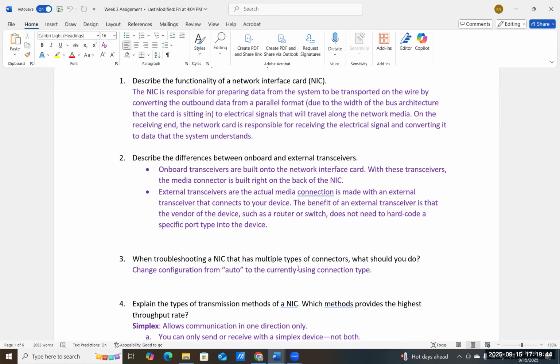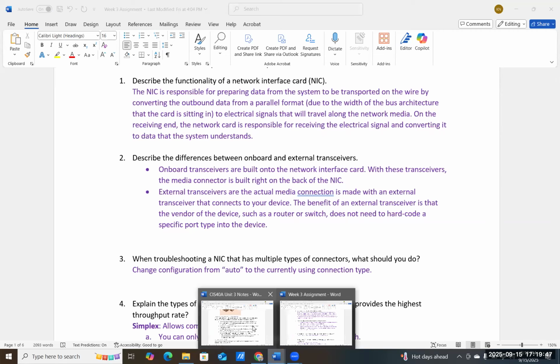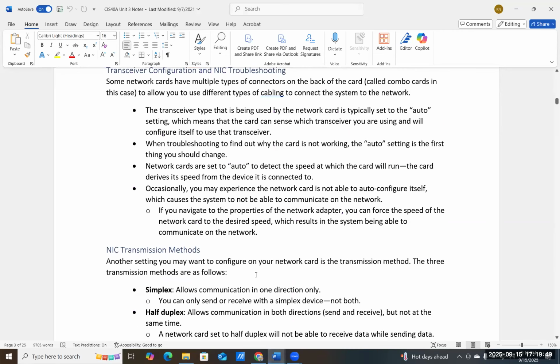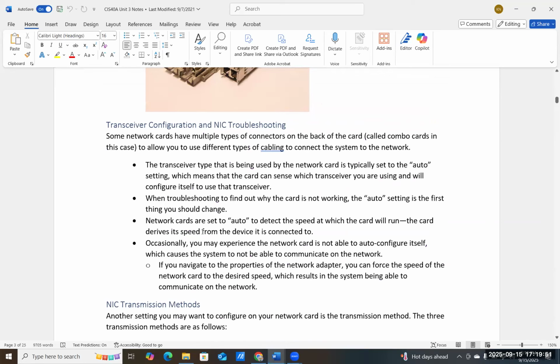So where can I find the answer for 3? You would go down to the section right after transceiver on page 3. It goes in depth and talks about setting it on auto to detect. And if you have auto configuration, by default it should be, but we always want to look at the properties and check. In a Windows environment, you can always go to Device Manager. Search for Device Manager. We'll see that today. Right-click your adapter, and then you can go to the properties to be able to see that.